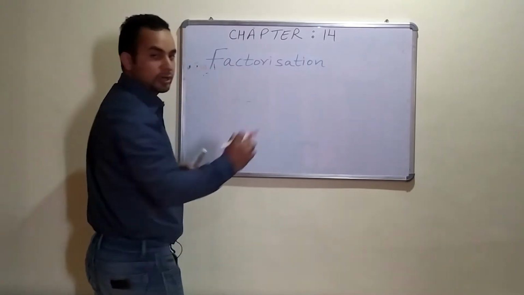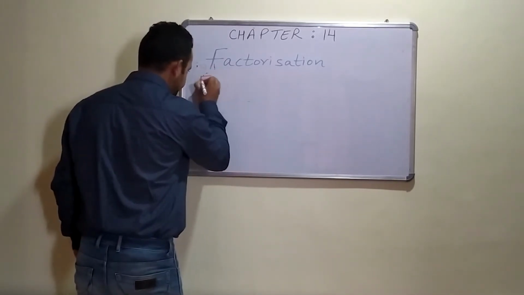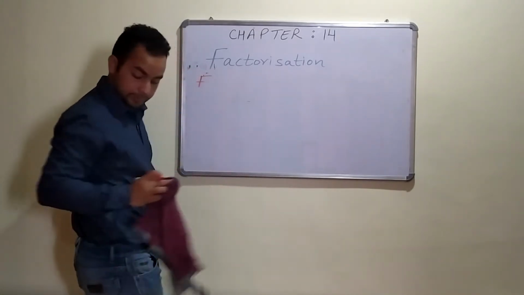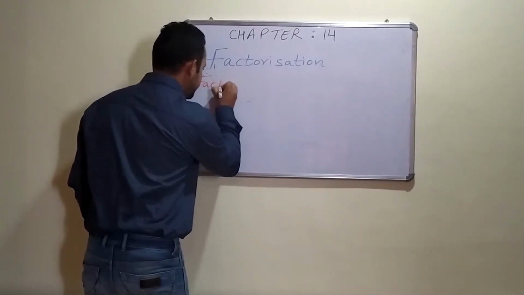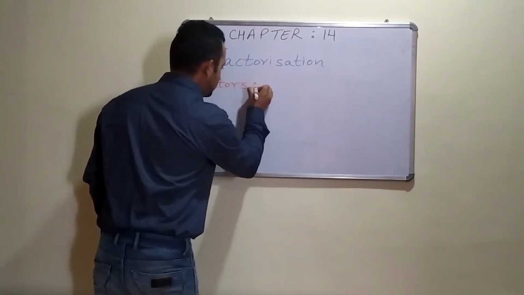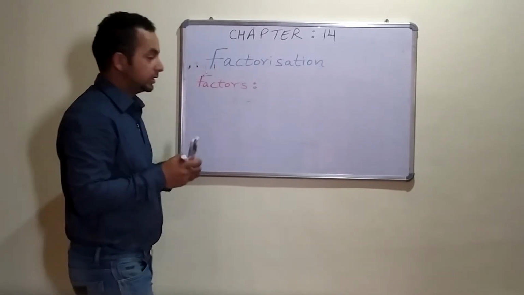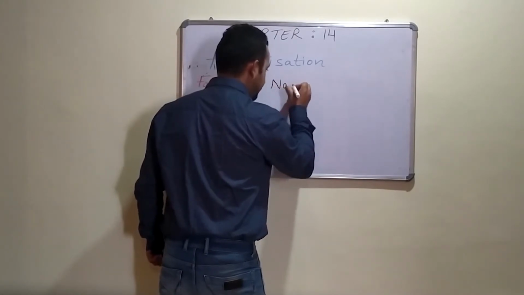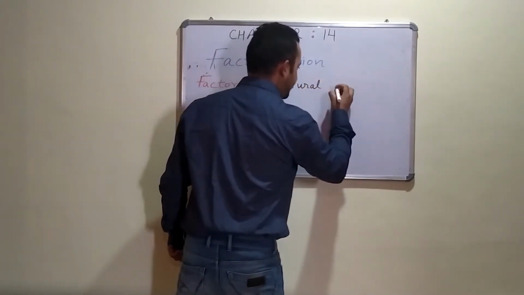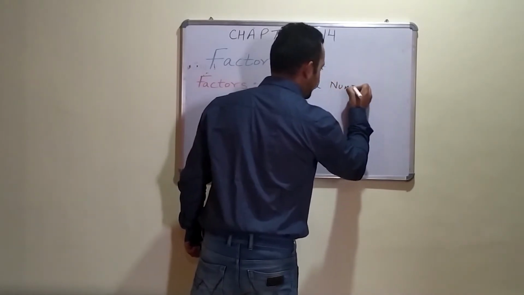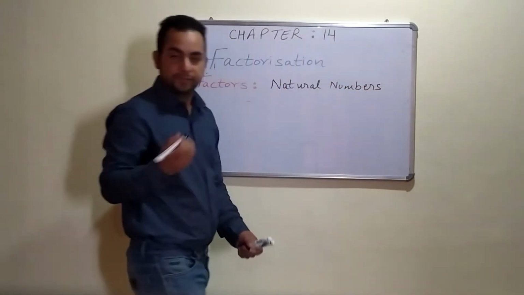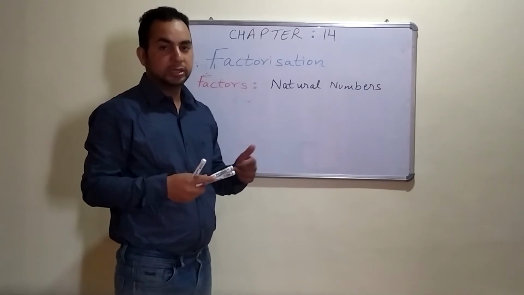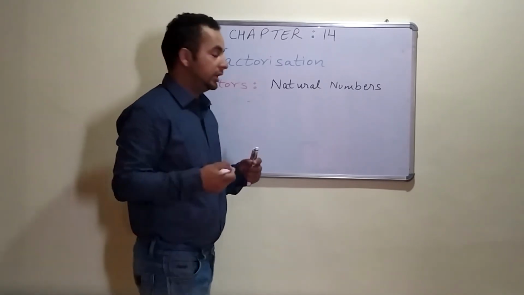So before starting factorization, I would like to talk about what is actually a factor. What do you understand by the term factors? Now, first of all, you have to understand the term factors. In factors, for example, we will take a natural number. So what are natural numbers? Natural numbers are numbers which start from 1, 2, 3, 4, and so on up to infinity.